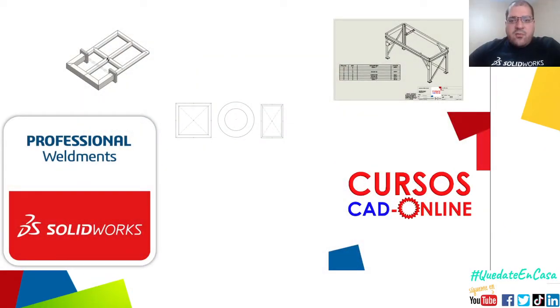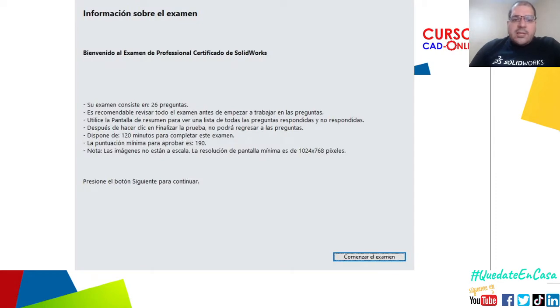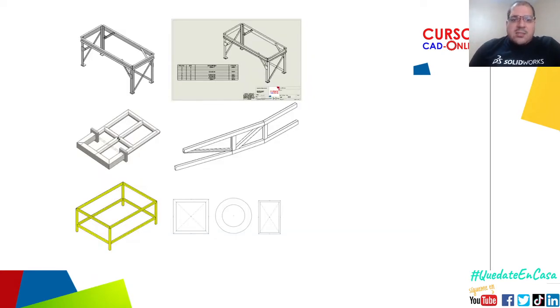First of all, in this certification exam, you are going to find 26 questions. The topics for these questions are very variable, from forming a profile for the weldment to forming a structure with weldment profiles. There are 26 questions, and you will have 2 hours to finish the exam, and you will need a minimum approbatory punctuation of 190.